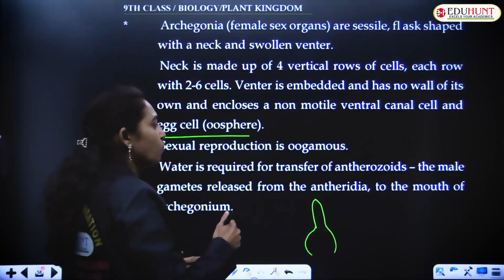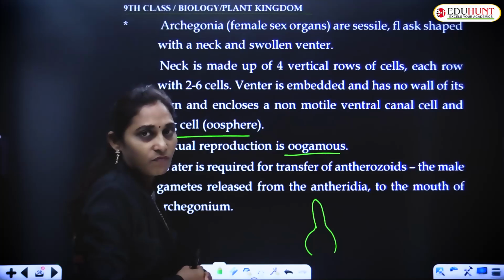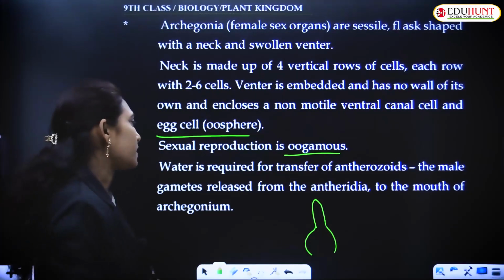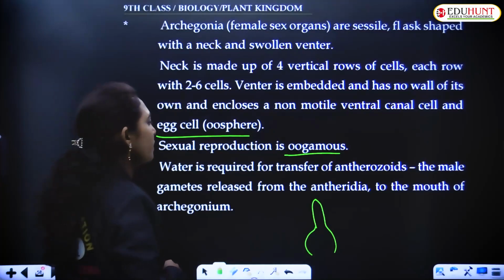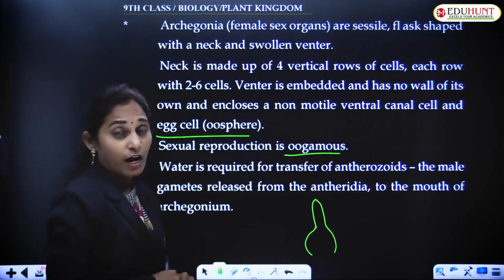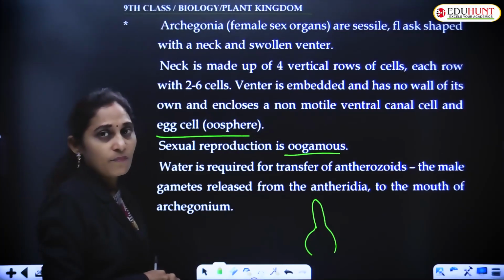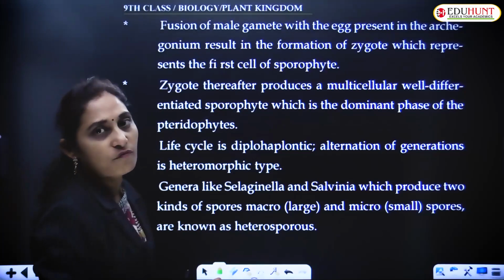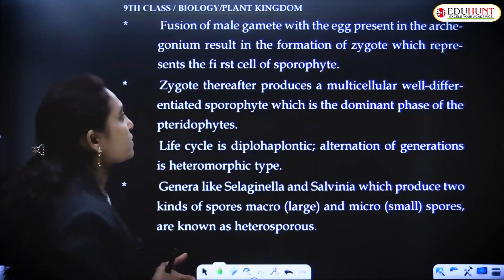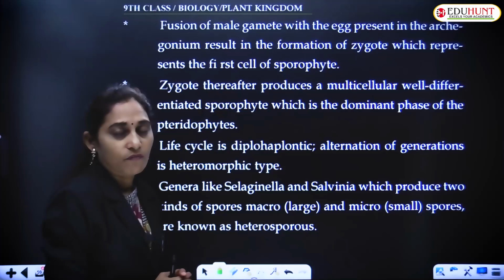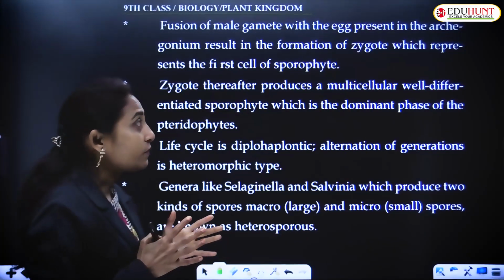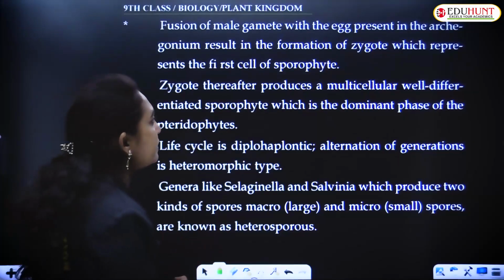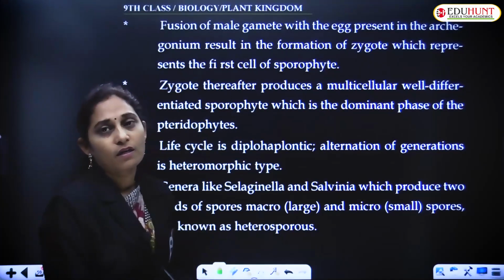The sexual reproduction is oogamous type. Male gametes and female gametes are there. Male gametes swim and reach the female gamete. In that way the fertilization occurs, and water is required for the fertilization, to transfer the antherozoids, the male gametes. Fusion of male and female gametes, which is called fertilization, happens. Fertilization occurs in the archegonium and it forms the zygote, which undergoes division and produces the sporophyte.